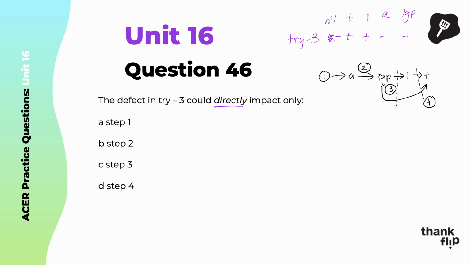So when you supplement this bacteria with T, it grows. Okay? So that's pretty obvious. All of our bacteria, all of our mutants will grow when you give them the final metabolite. So that's fine. When you give it I, it also grows, which means that step 4 must be functioning. Okay? So we can eliminate option D because step 4 must be functioning. Then when you give it IGP, it doesn't grow. There's no growth there. So that means step 3 could be affected.